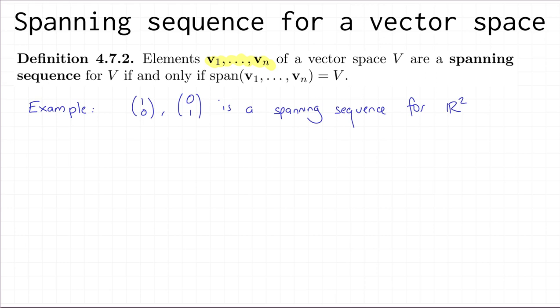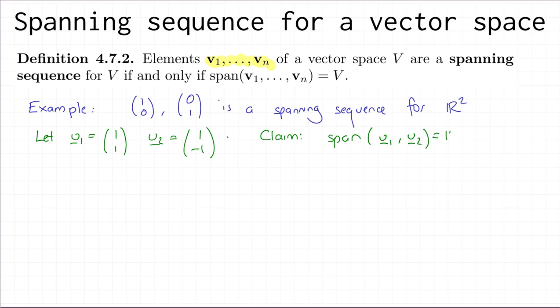Okay, let's now take another example. Let's stick with R squared, but take some different vectors. This time, u1 is going to be the vector (1, 1), and u2 is going to be the vector (1, -1). Then I claim that u1 and u2 are a spanning sequence for R squared. In other words, I claim that every vector in R squared is equal to a linear combination of u1 and u2. If we prove this, then we will have proved that u1 and u2 are a spanning sequence.